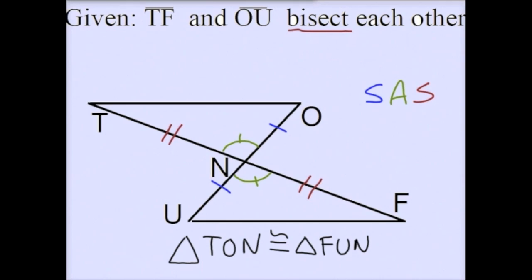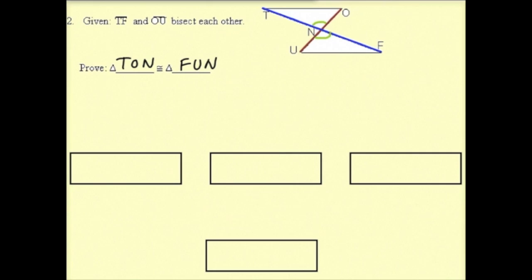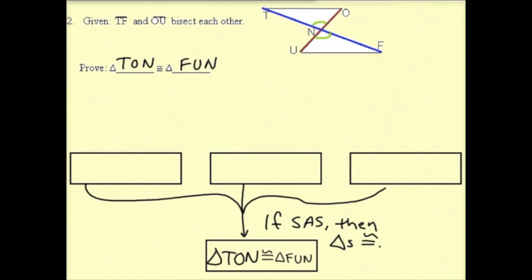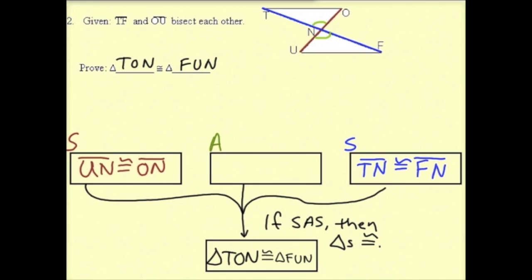So let's get started. So we know what it is we want to prove. We want to prove that triangles TON and FUN are congruent. And we agreed we're going to use the side angle side congruence theorem. So we can talk about a pair of sides that are congruent, a pair of angles that are congruent, and another pair of sides that are congruent in each of those boxes. So let's start with the reds. I know that UN and ON are congruent. Next, the other pair of sides, the blues, those blue sides are congruent. And finally, the angles up the middle, angle TNO and FNU.